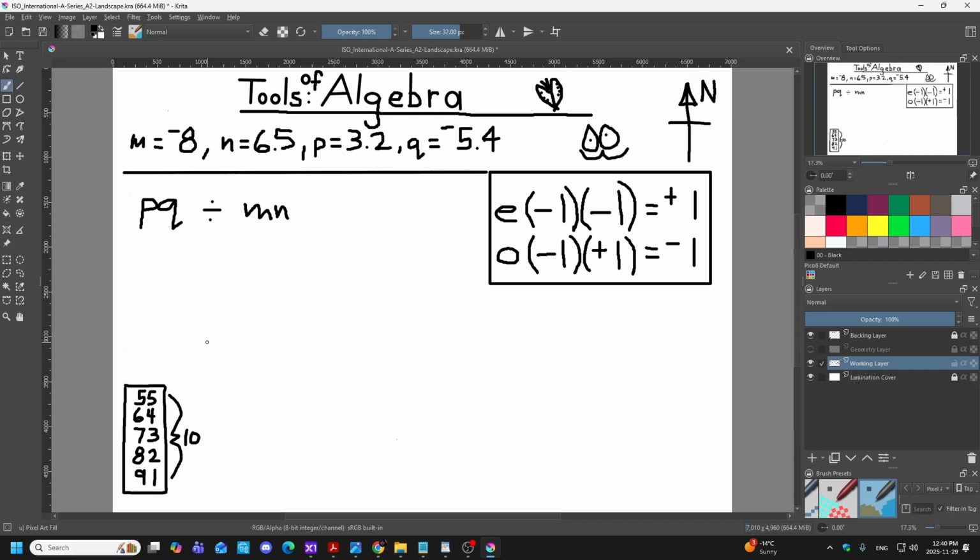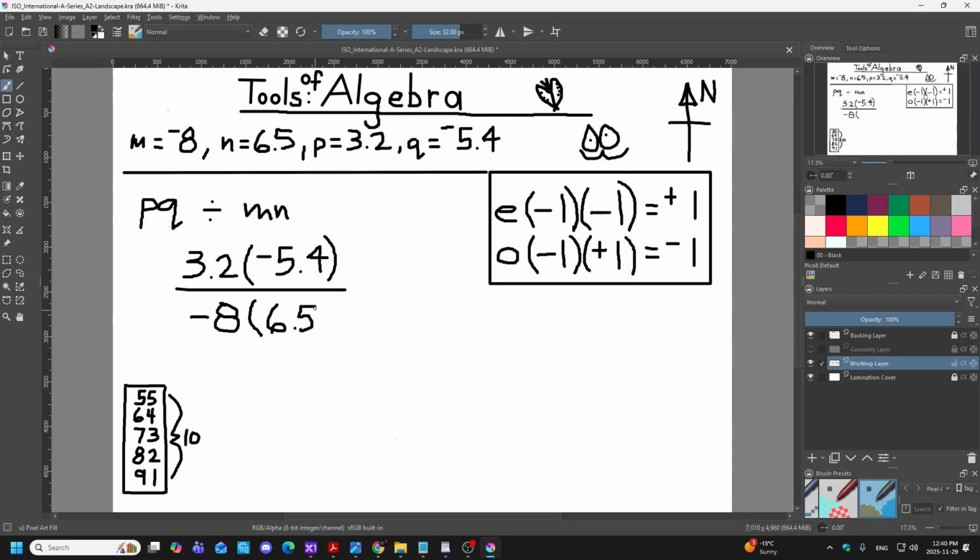Okay, substituting 3.2 times Q, negative 5.4, all divided by, I'm going straight to fraction form. It is a division symbol. M is negative 8. And N is 6.5. Okay?